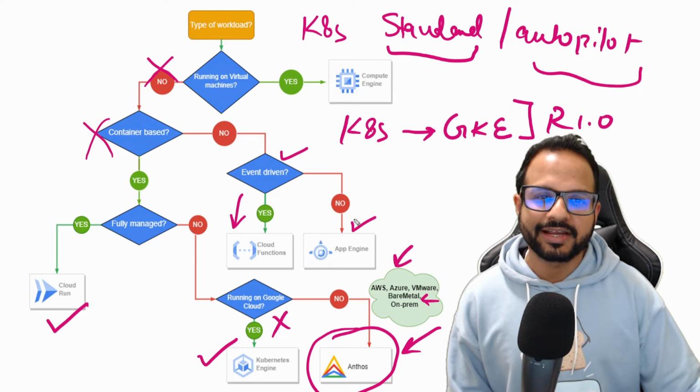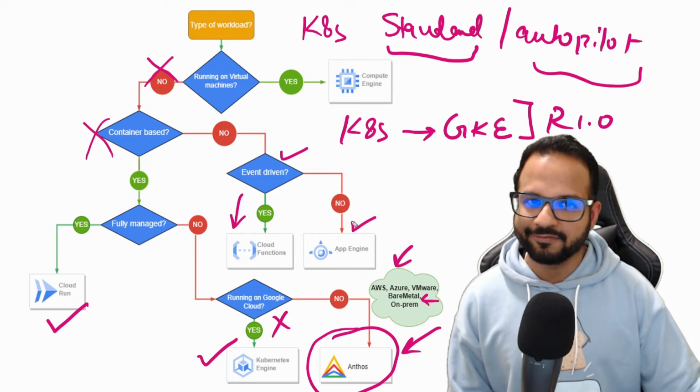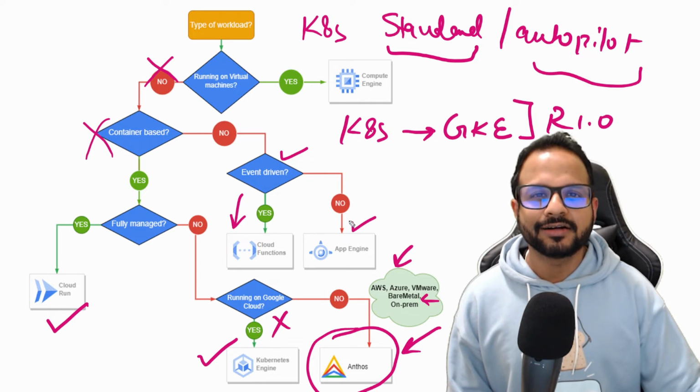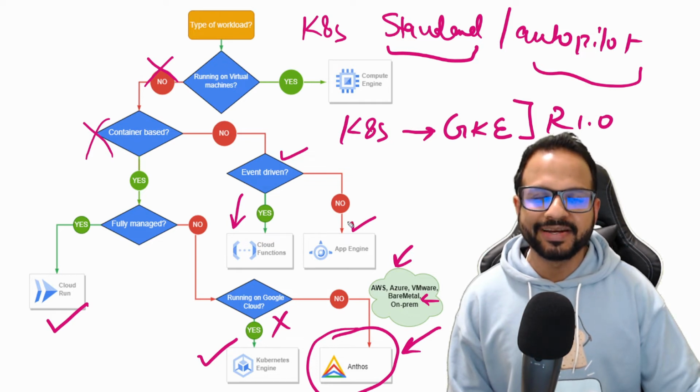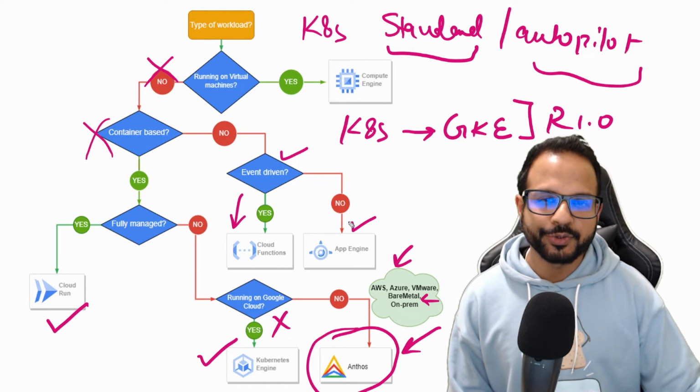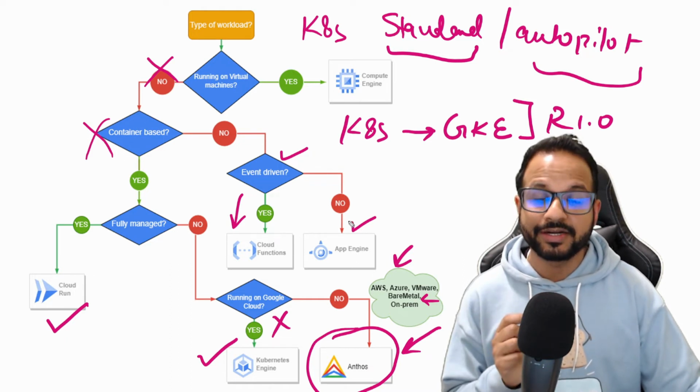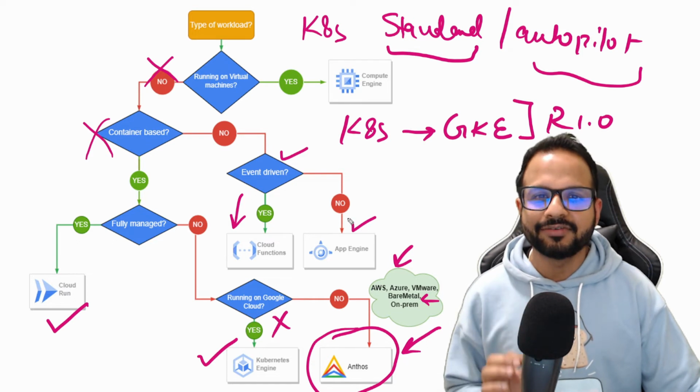In App Engine, again, there are two offerings. One is App Engine Standard and the other is App Engine Flexible. With Standard, you have some predefined runtimes that you could use. But with Flexible, there is a flexibility to create your own custom runtime, and you can even run containers on top of that.